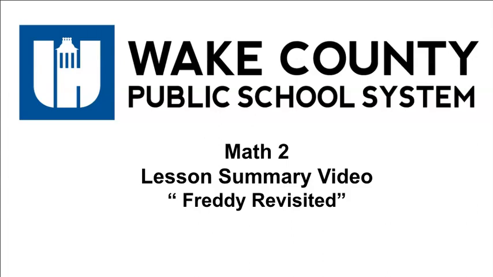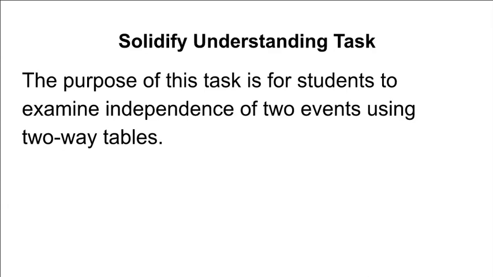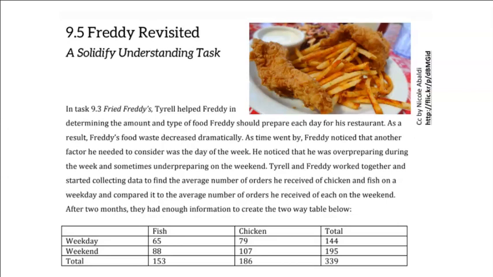This is a Math 2 lesson summary video for the lesson titled Freddy Revisited. The purpose of this task is for students to examine independence of two events using two-way tables, and this is a solidify understanding task. In an earlier task, Terrell helped Freddy determine the amount of food and type Freddy should prepare for each day of his restaurant. As a result, Freddy's food waste decreased dramatically.